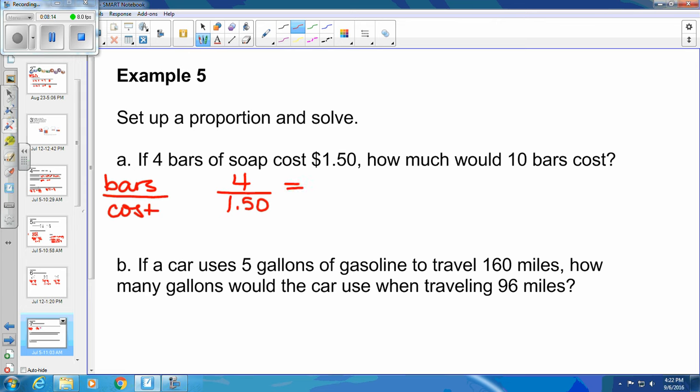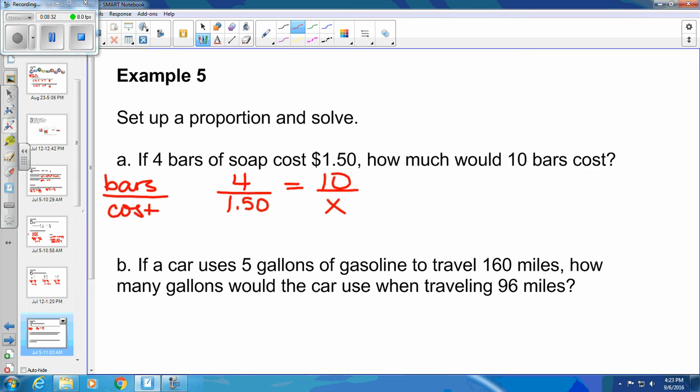So the x is going to go where the number of bars is. And, nope, I'm sorry about that. Again, my bad. 10 bars, x is going to be where they cost. You can tell we're getting back into it from summer.